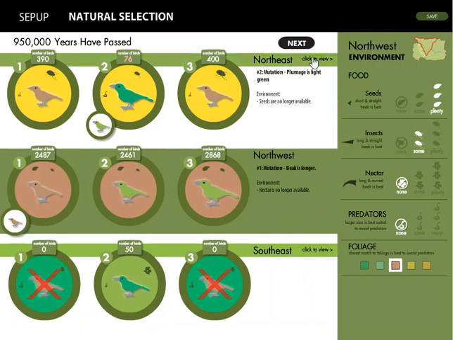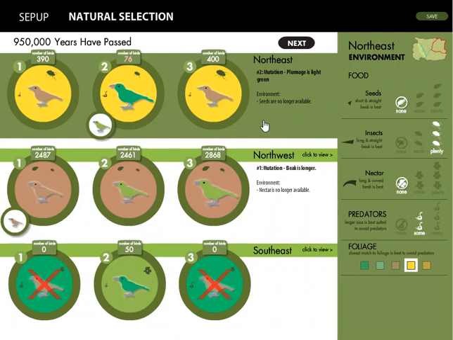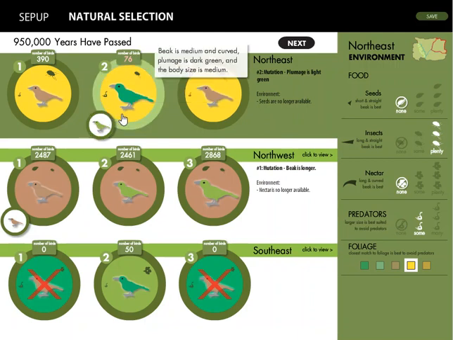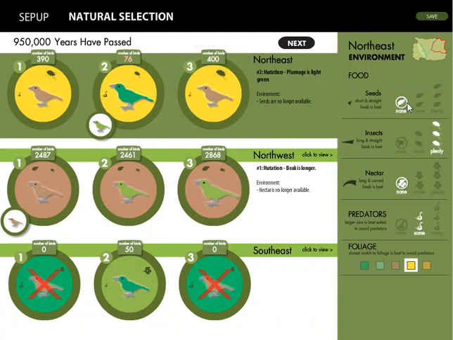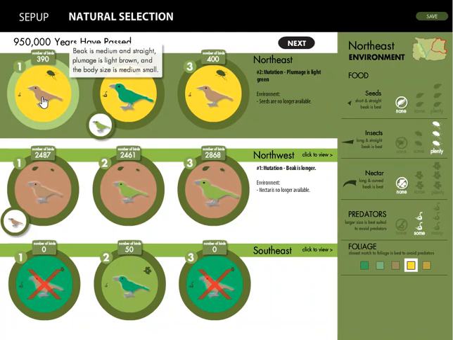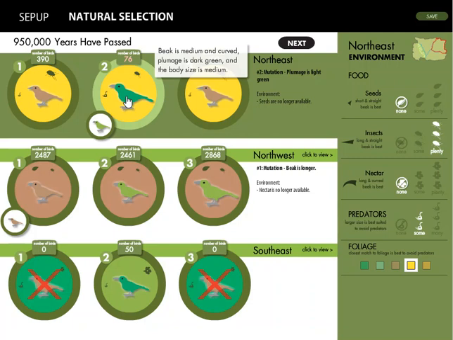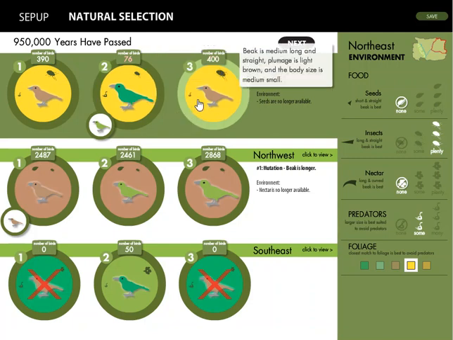In the Northeast, our environment that we designed, the mutation shows us that the plumage turned to light green, which might blend in better with our very bright habitat. But the seeds are no longer available. Oh, goodness. So look, we went from some seeds to no seeds. We still have plenty of insects, though. So let's take a look at the beaks. Medium and straight, so medium length, medium and curved, and medium, long, and straight.